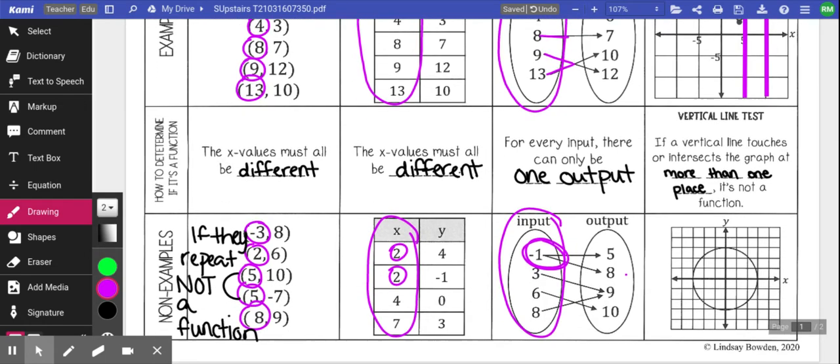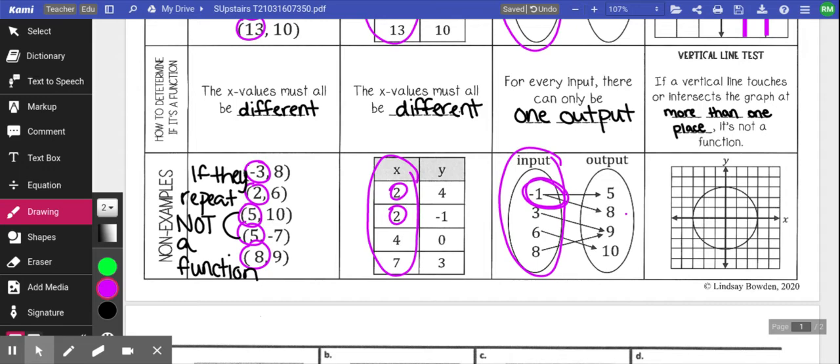Let's look at the one that's right below. Again, if I draw a vertical line here, which is a line straight up and down, notice it's touching the circle, or the graph, here and here. That's like your X is repeating. And I could test it here. And again, it fails the vertical line test, because it's touching the graph in two spots. Go ahead and make sure you draw that on your graph, a vertical line. Show that it's touching in two spots. Remember, it has to be more than one. Maybe it's touching in three spots.